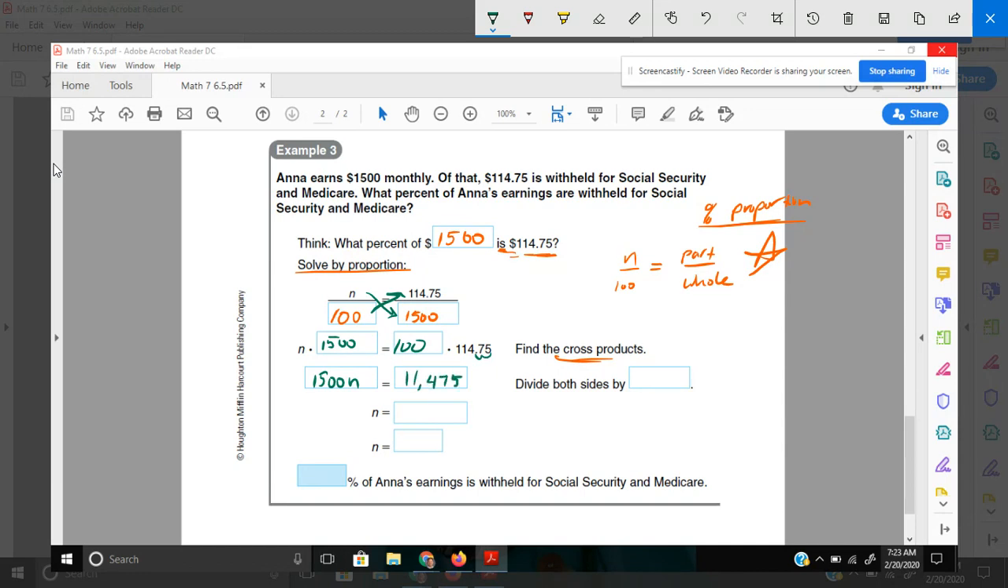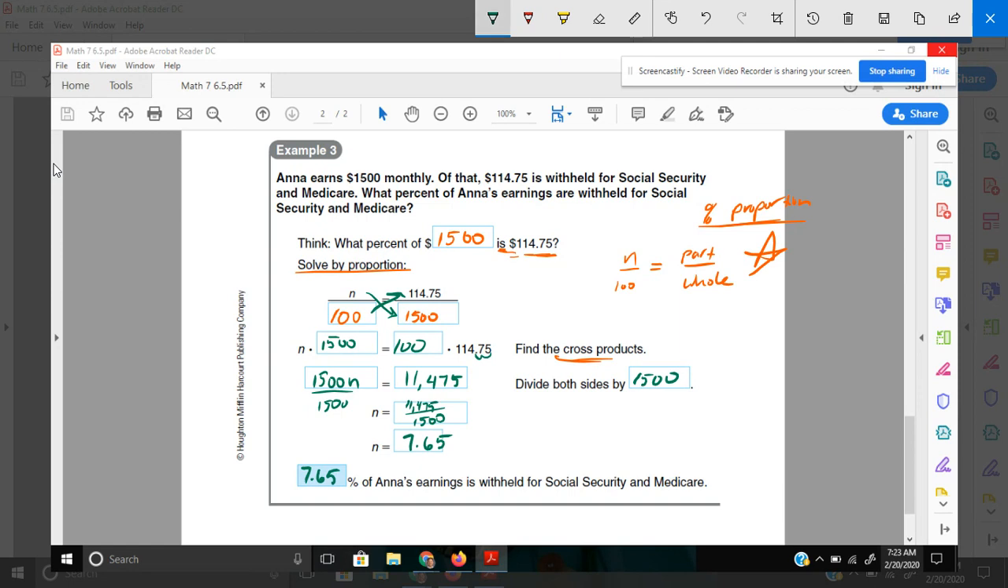So I would get 11,475. To solve this equation now, I would just divide both sides. Since n is being multiplied by 1,500, I would divide both sides by 1,500 to isolate n. And that would give me 11,475 divided by 1,500. And when I punch that in my calculator here, I get 7.65. So 7.65% of Anna's earnings are withheld from Social Security and Medicare, right?